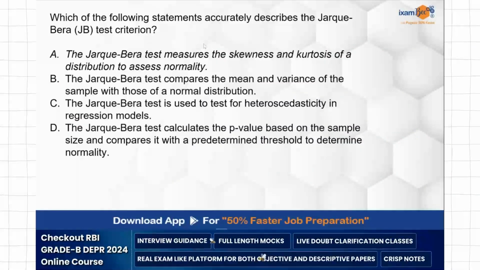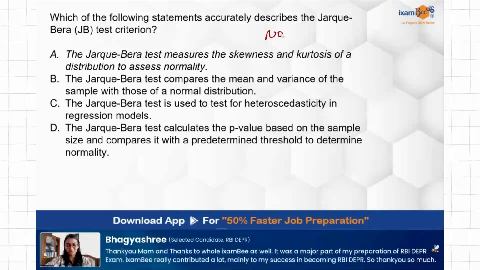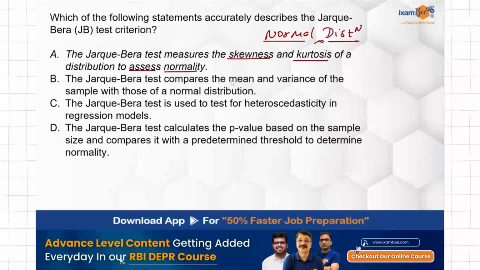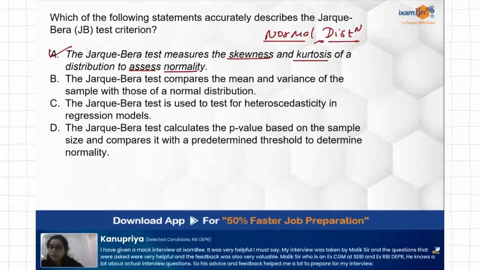Okay. Which of the following statements accurately describes the JB test criteria? We know that the JB test is to test the normal distribution, right? So in this case, the correct answer is: the JB test measures the skewness and the kurtosis of the distribution to assess normality. Yeah, so this is the correct option. Again, this is more factual based, right? You know it or you don't.